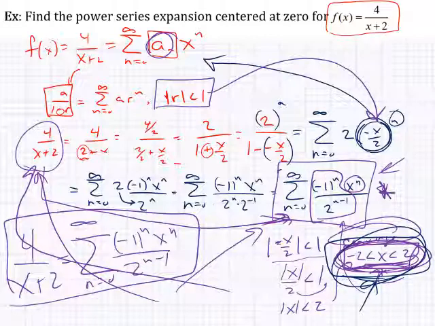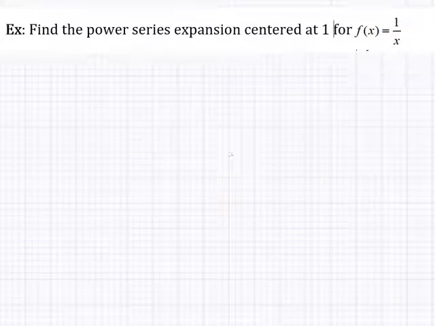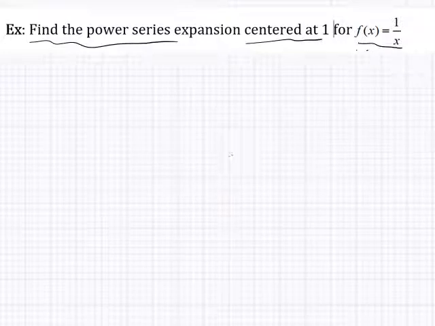Okay, for this one we want to find the power series expansion centered at 1 for f of x equals 1 over x. Again, we're going to try and do this through geometric series. It's not always something that's going to work. We're going to do it for this example, but eventually this is going to get exhausted and we're going to have to come up with something else. But nonetheless, we're going to look at geometric series.